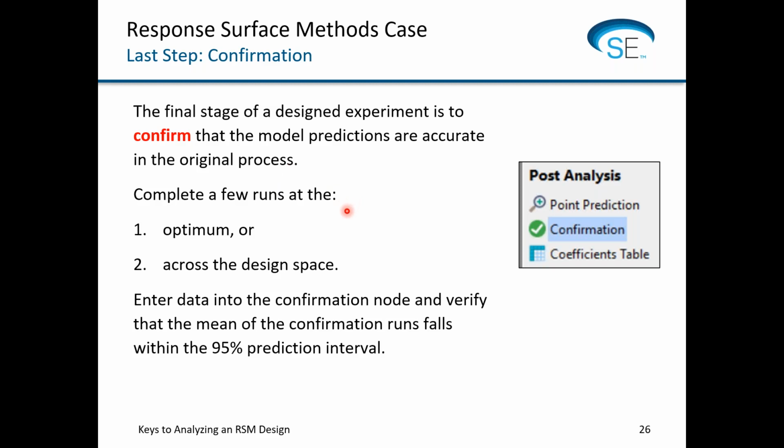You can do a few runs either at your optimum condition or across the whole design space, whatever your interest is. Some people are looking for a very particular spot to run. Some people are looking to confirm that the model predicts well across the entire design space. So confirm the area that's of interest to you. Enter the data into the confirmation node and verify that the mean of those runs falls within the 95% prediction interval.